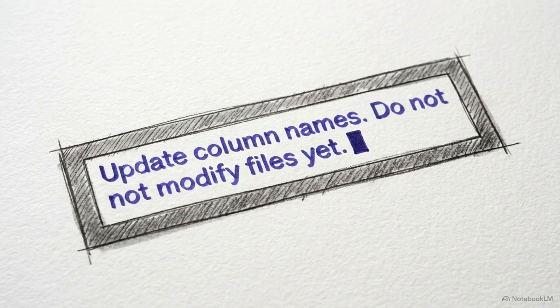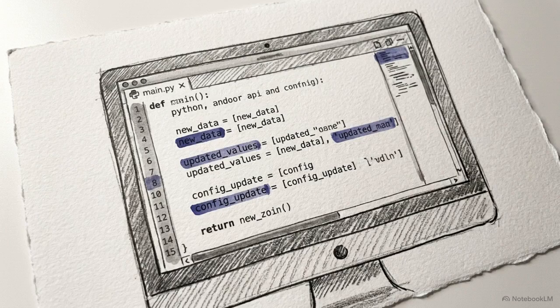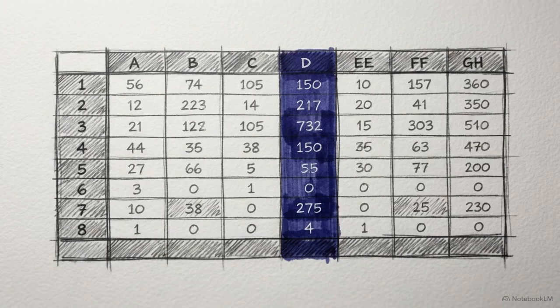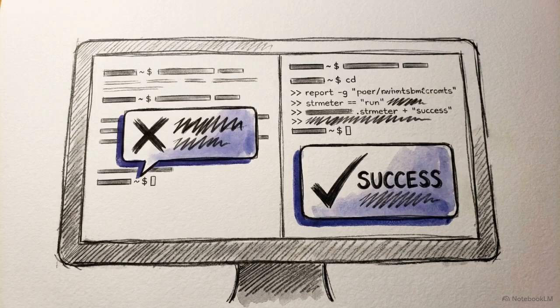Again, tell the AI to propose a fix, but remind it not to modify the files until you approve the plan. Once you approve the updated column names, the AI rewrites the script, runs it again, and successfully generates the clean dataset. These diagnostic conversations allow you to identify and repair fragile process boundaries immediately, rather than waiting for external technical support.